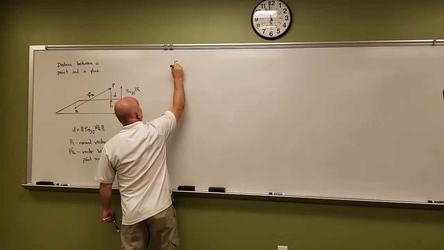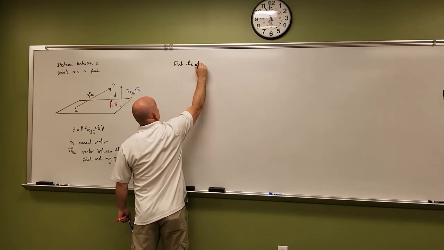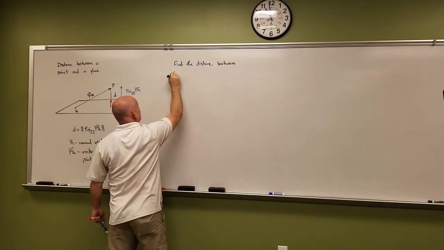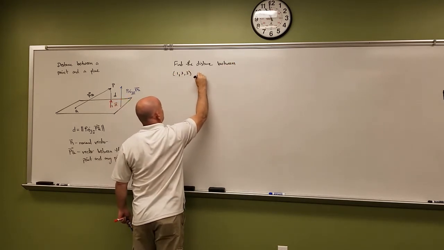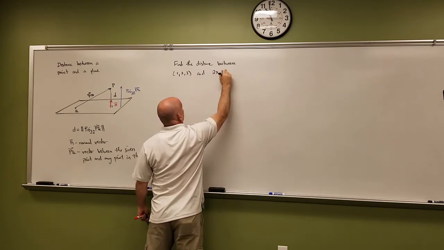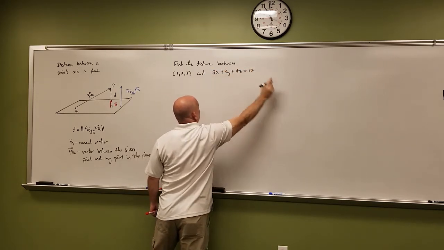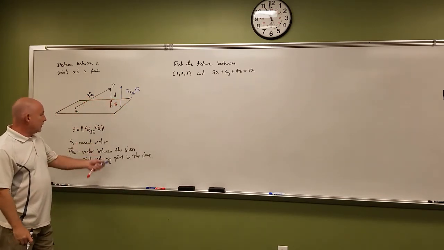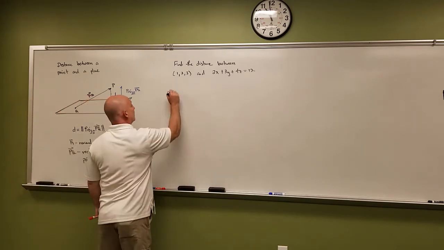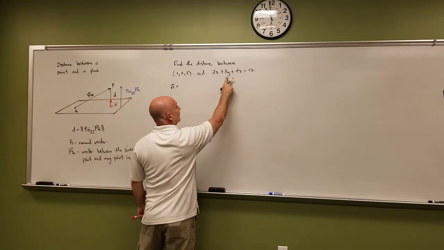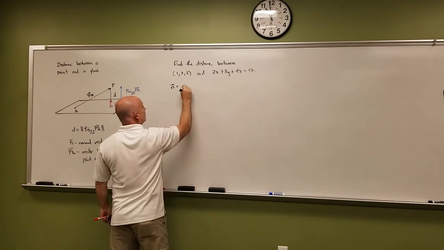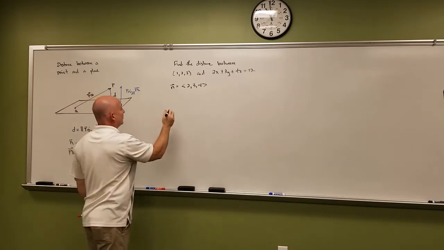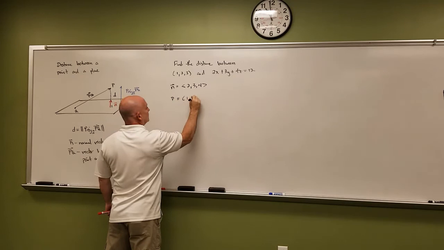So find the distance between the point 1, 2, 3, and, I don't know, 2x + 3y + 4z = 12. Nice easy numbers. All right, so the idea of how to do this, we're going to need a normal vector. Again, we can find the normal vector just by looking at this equation. It's the coefficients of the x, y, and z. So our normal vector is 2, 3, 4. We're given our point P is the point 1, 2, 3.